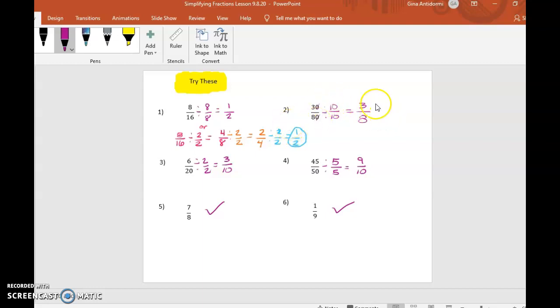Number 2 is 3/8. Number 3 is 3/10. And number 4 is 9/10. All right, number 5 and 6 were already simplified. Here we have the rule, 7, 8, they're only one number apart. And number 6 is a unit fraction because the numerator is 1, so it's already simplified.